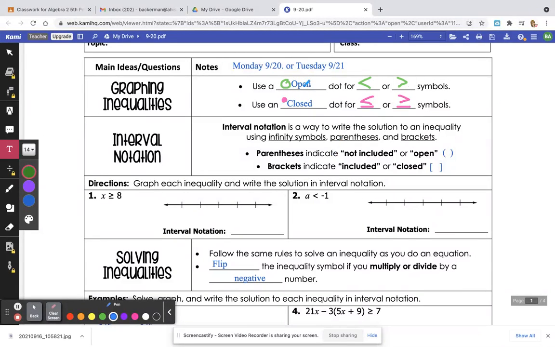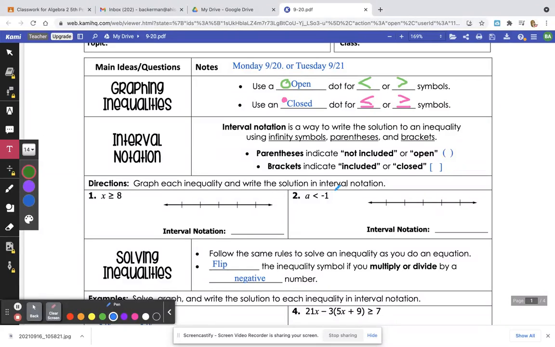So it's like my green up here. It was an open dot and it was not included. We'll be using a parenthesis when something is not included. When something is included, like my pink up here, then we're going to use brackets. Brackets will indicate that something was closed and we're including it in the inequality.